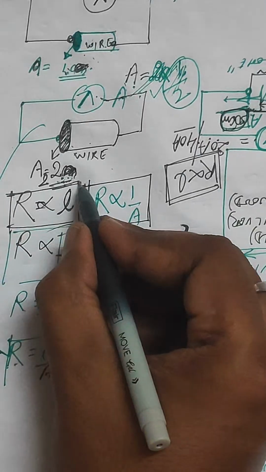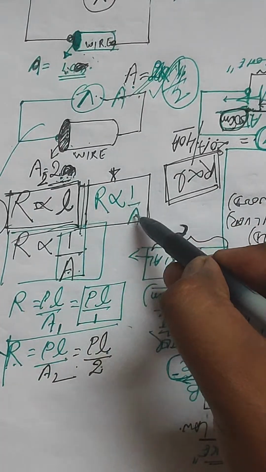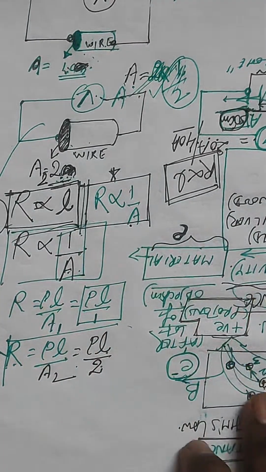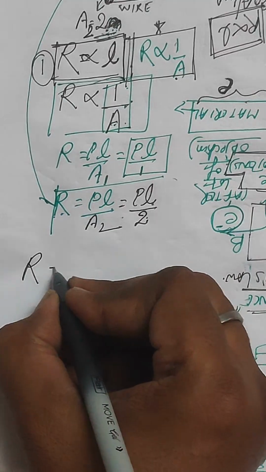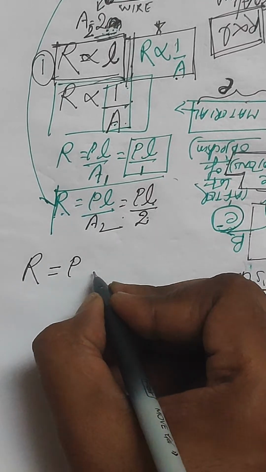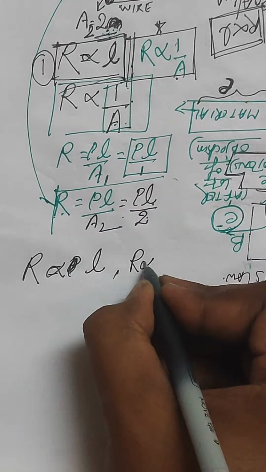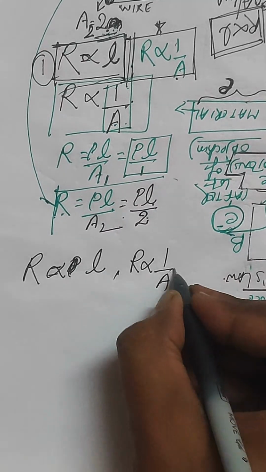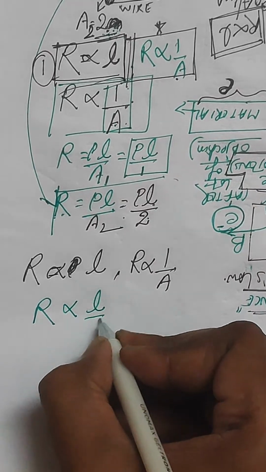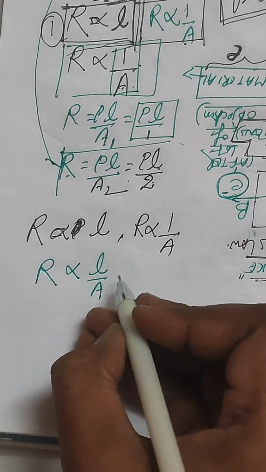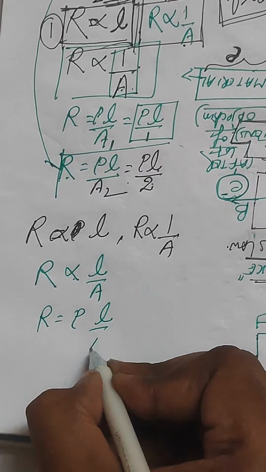So these are the two things which we derive from the experiment, that is R is proportional to L and R is inversely proportional to A. So this gives you a relation that the resistance of any item is proportional to length and inversely proportional to A, which can be written as R is proportional to L by A, and when we remove the proportionality, you get R equal to rho L by A, right?